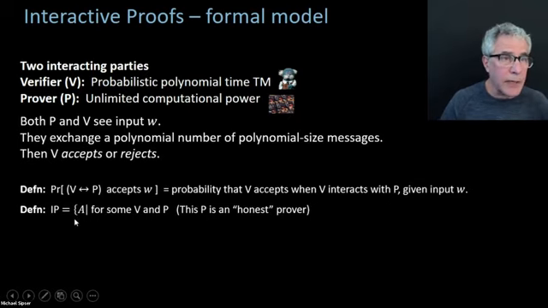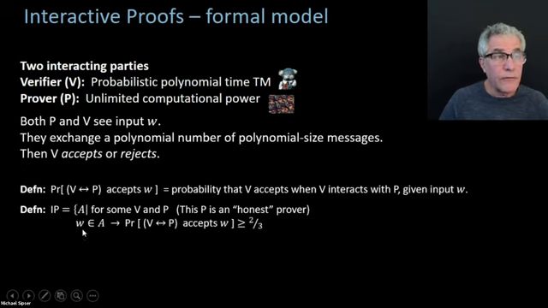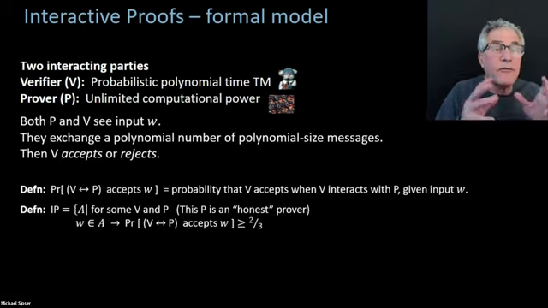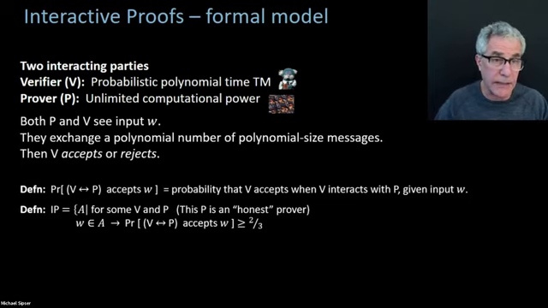The class IP, for interactive proofs, is the class of languages such that for some verifier and a prover, for strings in the language, the prover makes the verifier accept with high probability. And here's the interesting part. For strings not in the language, the prover makes it accept with low probability, but there's no prover which can make it accept with high probability. So there's no way to cheat.